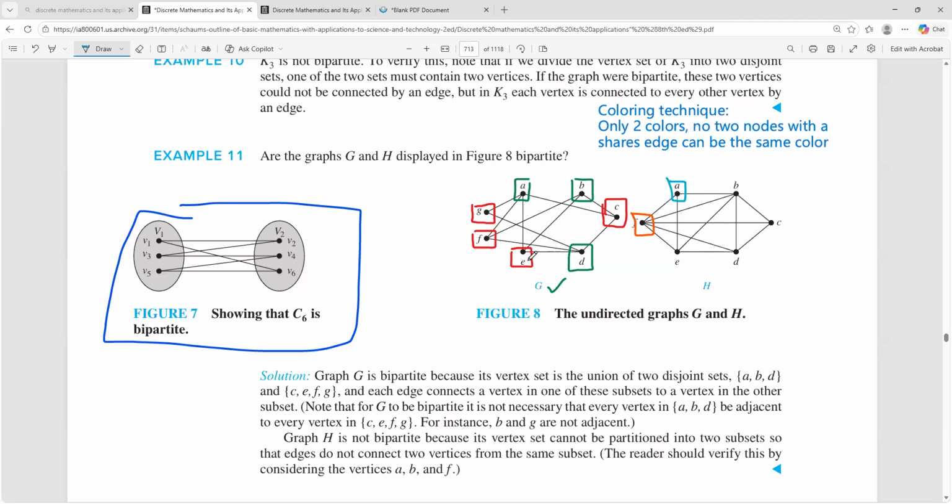Me personally, I liked the coloring technique. Another strategy you could use, like Ramil mentioned, is the triangle. So here is a triangle, right? B is connected with A, which is blue, so B can't be blue, but it's also connected to F, which is orange, so B can't be orange. And those are only two options, so this is not bipartite.